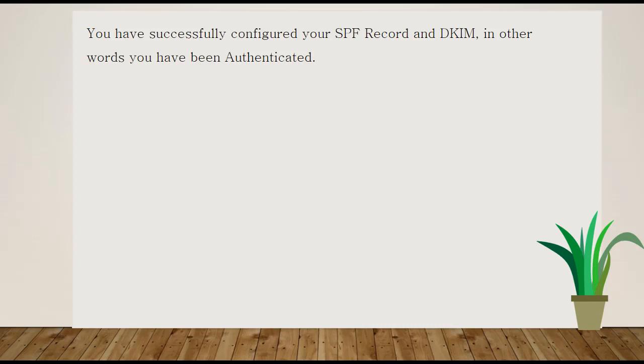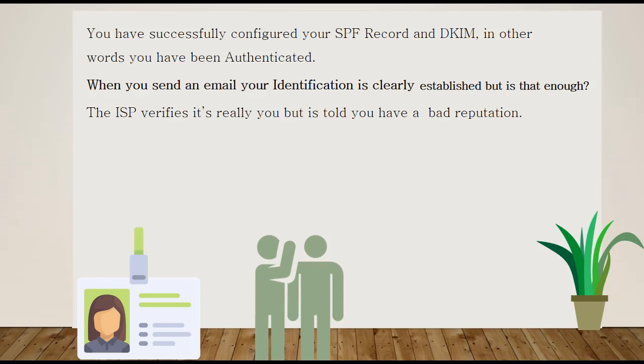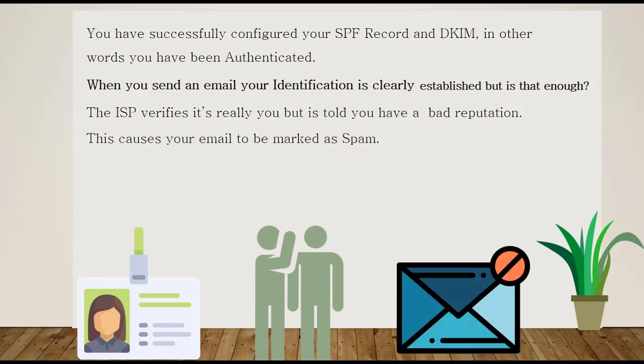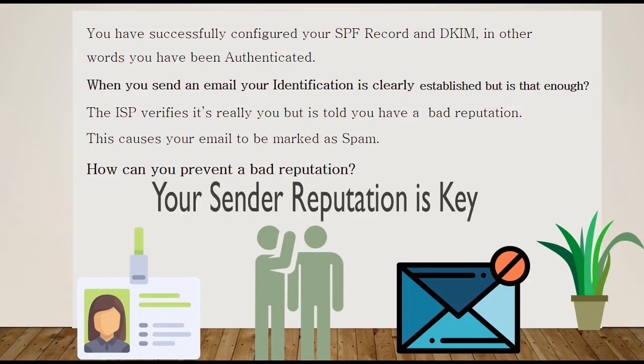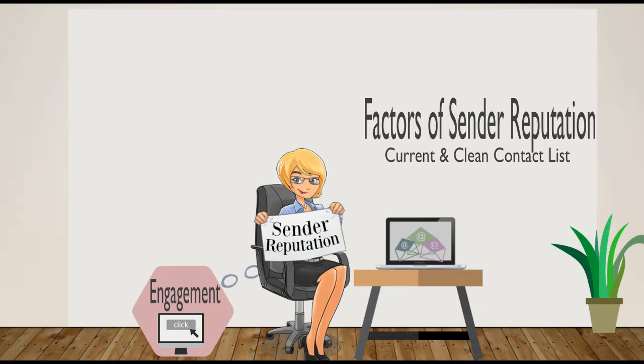Okay, you have both your SPF and DKIM configured. But that is just the beginning. Even though the ISP knows who's sending the email, if they are being told through various sources that you have a bad sender reputation, your emails will still be filtered into the spam folder. Authenticating your emails is a great step, but there are other areas to take into consideration. Let's review those now.